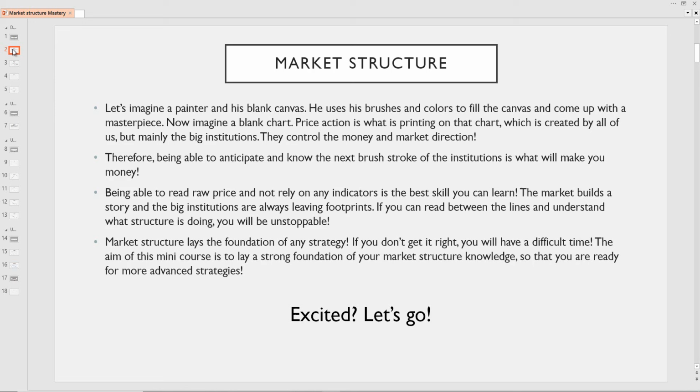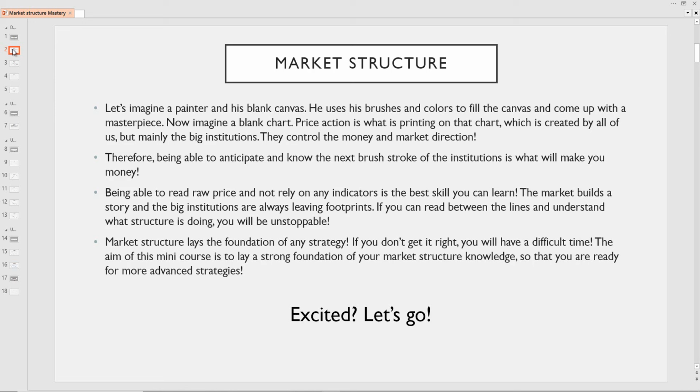All right, therefore what we have to do is be able to anticipate and know what the next brush stroke of the institution is going to be. And this is what at the end is going to make you money. Because if you know where the institutions are going to go from a certain level, if you know where the market is going to move, if you know the next move, the next brush stroke, then you are potentially going to get into that trade, and this is how you're going to make money. So you need forecasting skills. But market structure makes it super easy for us to do that.